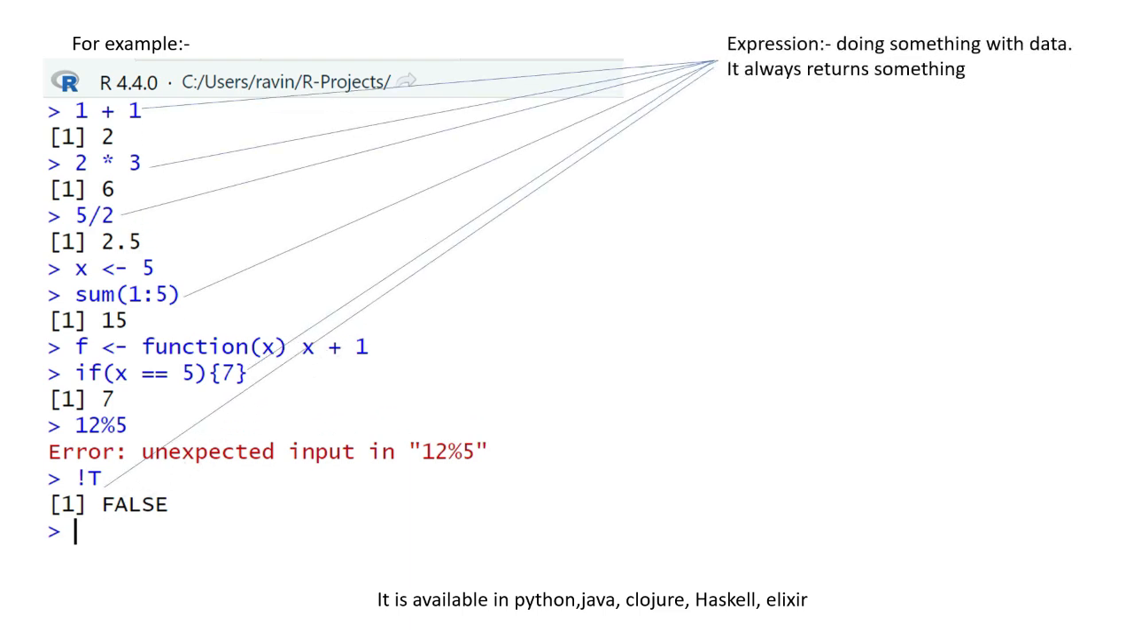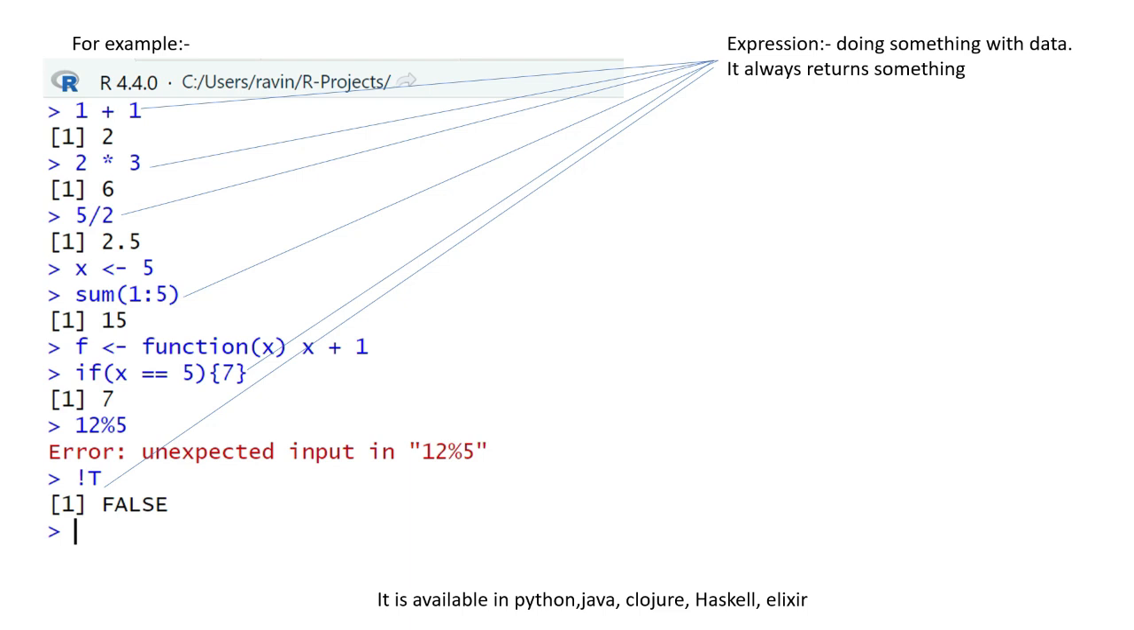All these things are expressions, like 1 plus 1, 5 divided by 2, sum. Expression means doing something with data. In 1 plus 1, there are two data, 1 and 1, and we are doing addition. So we are computing the data here. That's why it returns a result. 1 plus 1 returns a 2.